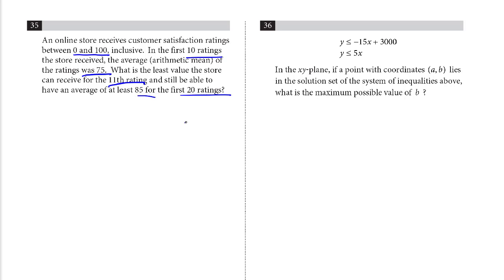So let's set this up. The total score of all 20 ratings is going to be 85, the average, times the count, 20. That's 1,700. Our first 10 scores must have a summation of 75, the average, times 10, plus our 11th score is an unknown. We'll call that X.